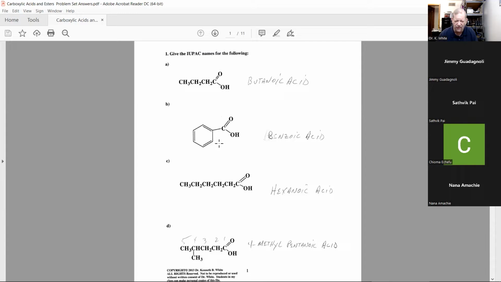Now this right here, when R is a benzene ring, IUPAC, in their infinite wisdom, and I mean that truly, decided, all right, guess what? We're not going to change those organic chemists, and that's going to be benzoic acid.